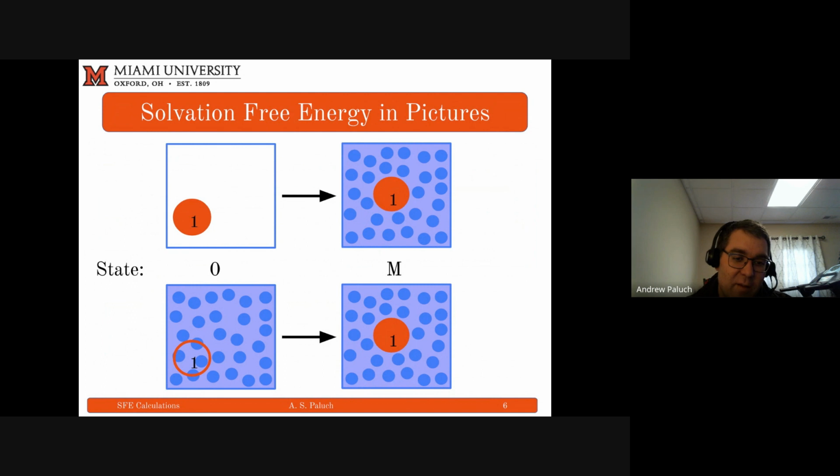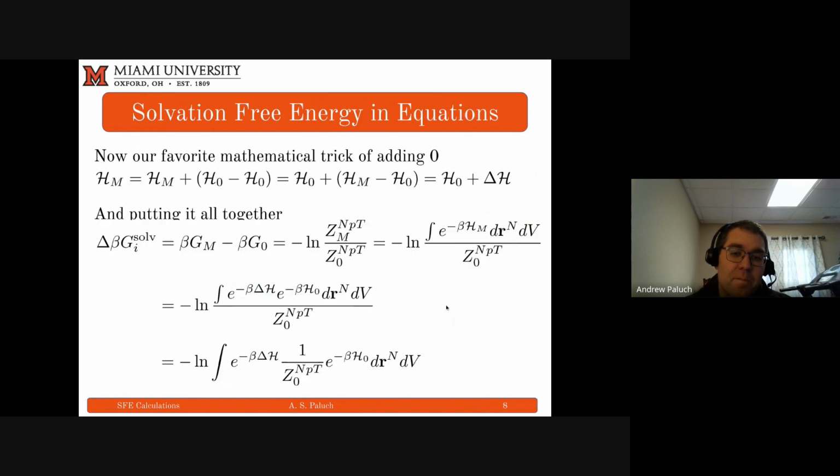My target state, which I label state M here, is the normal system that I think of, in which my solute is interacting with my solvent. Then I have a state which is the same, only I turn off the pair interaction, the LJ interactions between my solute and solvent, and the electrostatic interactions between my solute and solvent. I turn them off, whereas here they're turned on.